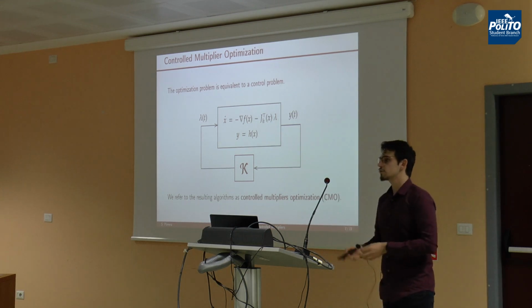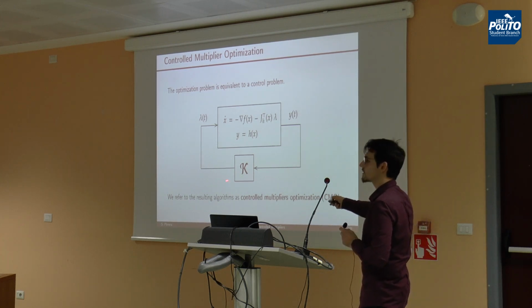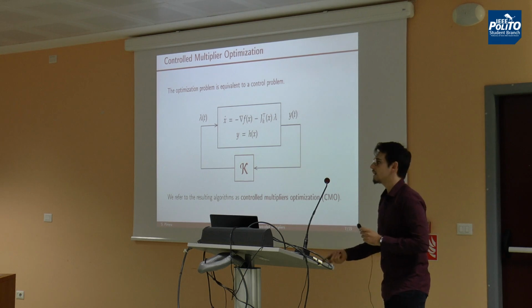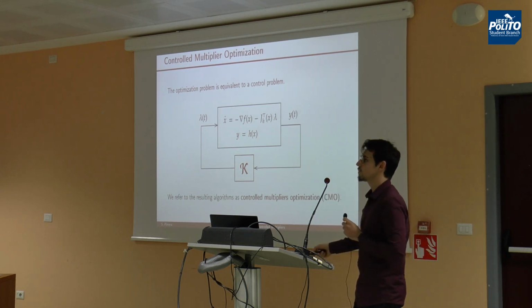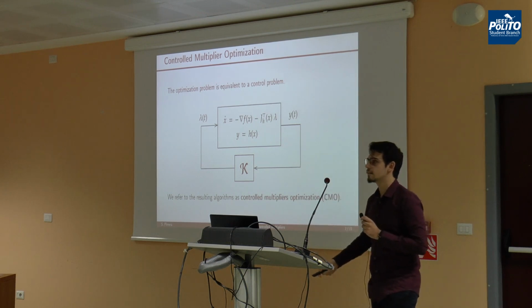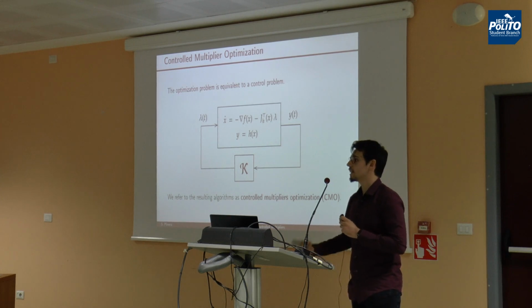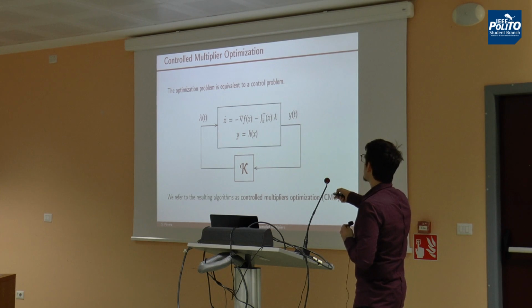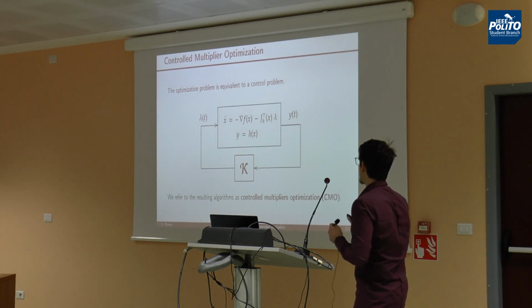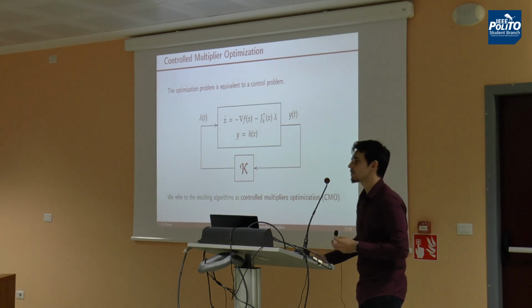And in order to solve this problem, what we can do is design a feedback control system by properly defining a controller which drives the Lagrange multiplier of the system we defined in order to achieve these regulation and stabilization control tasks. And the fact that this controller drives the Lagrange multiplier of the optimization problem is the reason why we refer to our approach as the controlled multiplier optimization, or CMO.